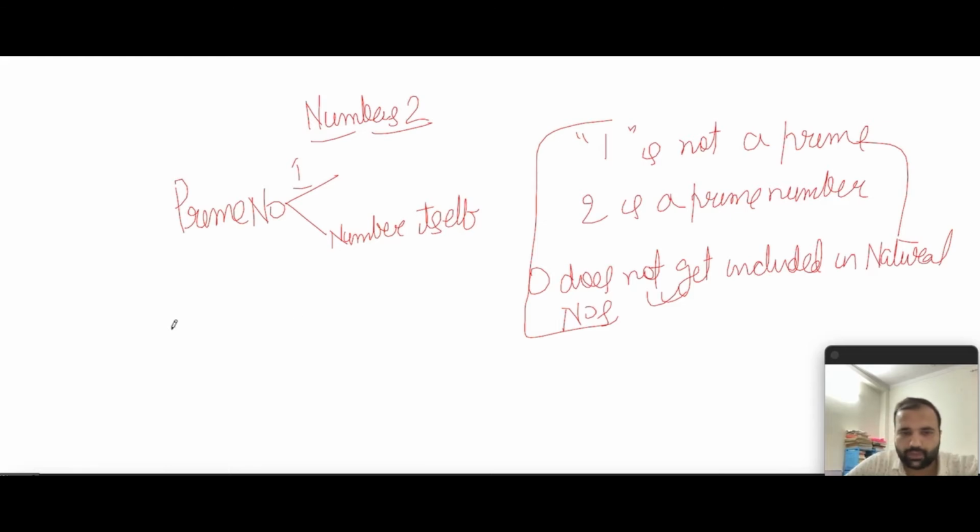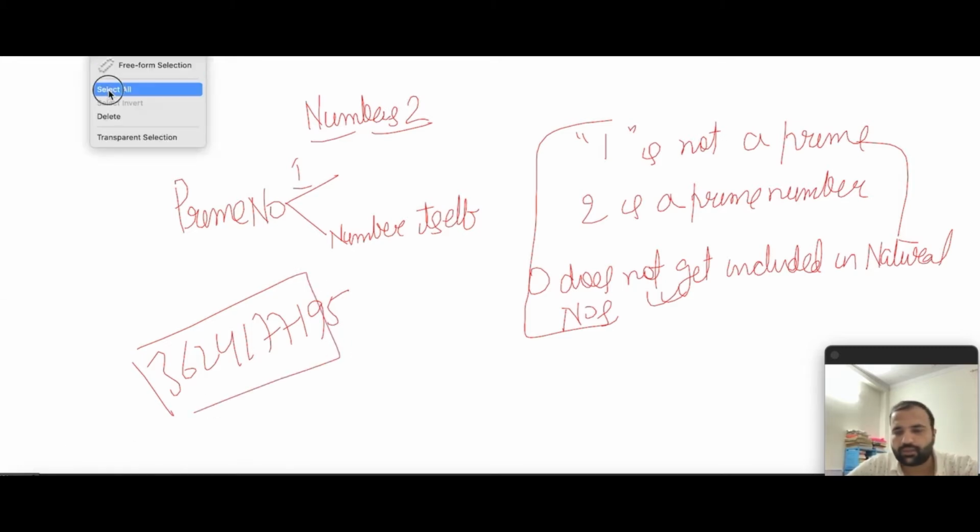Now, just by looking at it, let's say we have a number 36241771995. How do we say if this is a prime or not? There are so many ways by which we can check if the number provided is prime or not. We'll get to all of these one by one. First of all, let us see some observations. Let's take the number 36 over here.